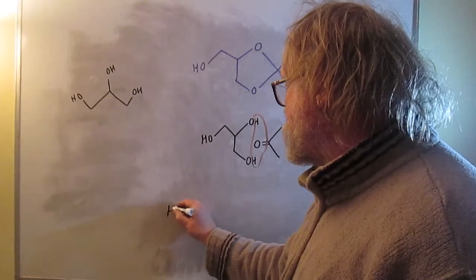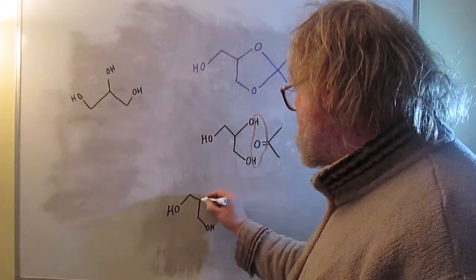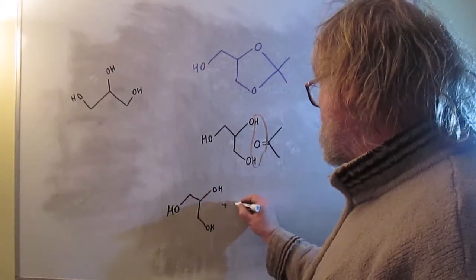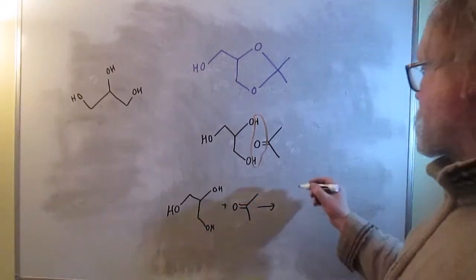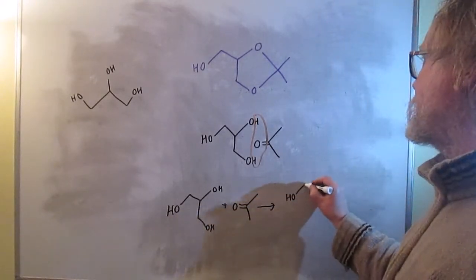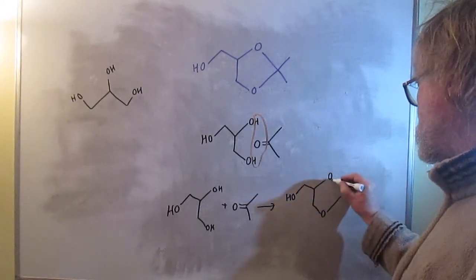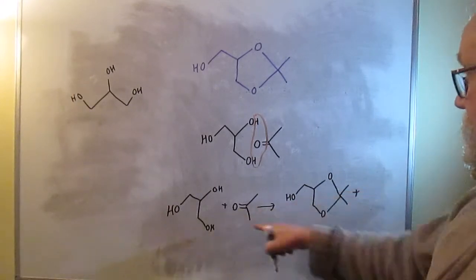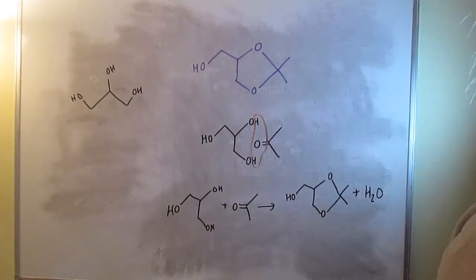So your equation will be this, which is propan-1,2,3-triol plus propanone gives you your solketal, and we've condensed out a water molecule in there, and so that's the equation you want.